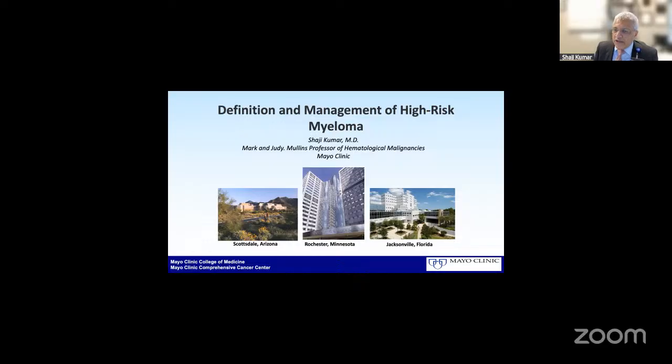What I'm going to try and do is spend, as Meg said, maybe 30 minutes or so going through some of the data supporting how we identify these individuals with high-risk multiple myeloma and the evolving approach to this. Again, there's really no true right or wrong, but it's all relative depending on the context of the patient's clinical behavior and the access to different therapies.